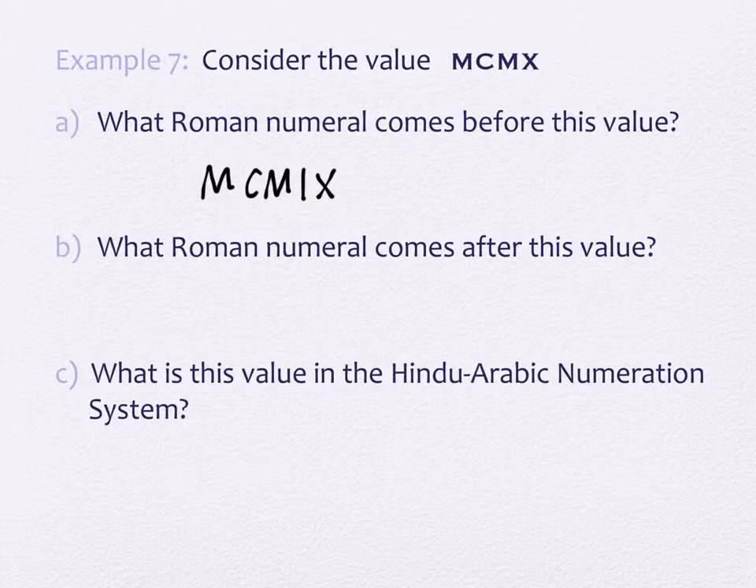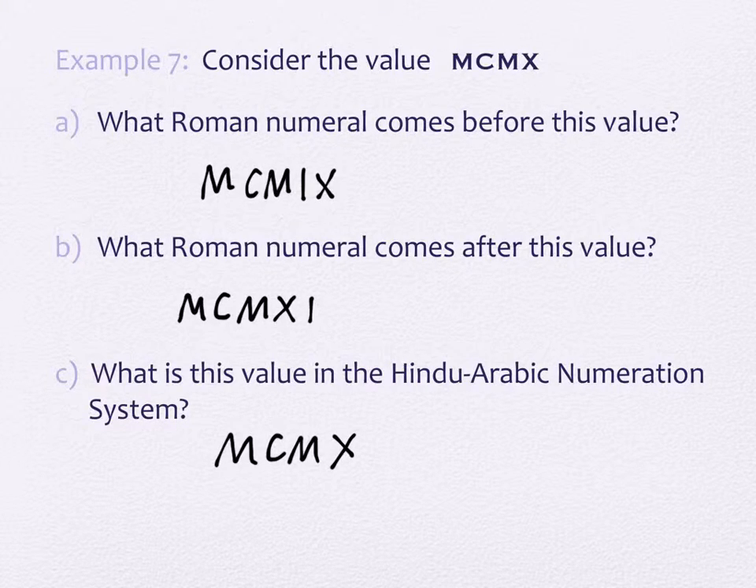What would I do to add a 1 to get the number after it? We'd put the I on the other side, after the X. And that becomes the number 11 at the end, right? 10 plus 1. What is this value in Hindu Arabic? And that's our system.